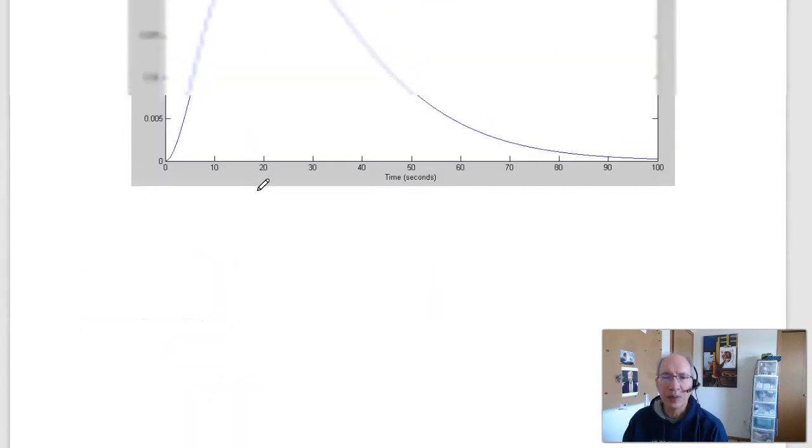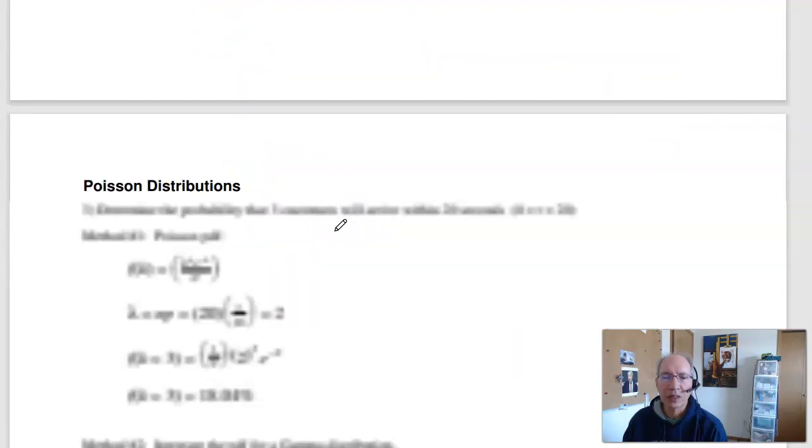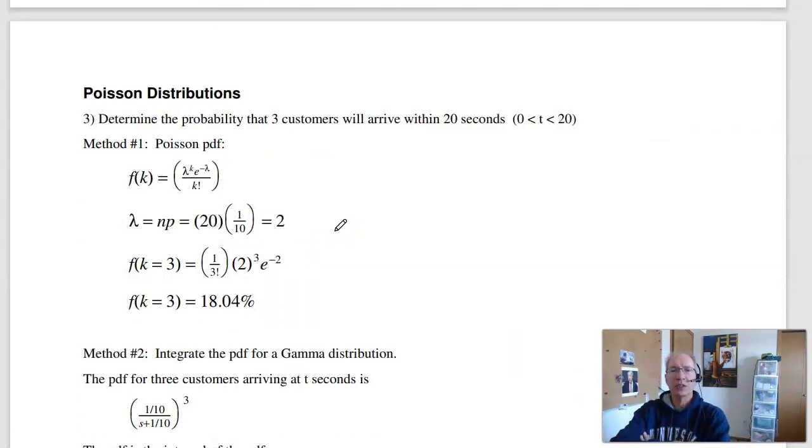Now, problem number 3 says, what's the probability at 20 seconds? Or what's this area? There's a couple ways to do that. One, you could use the Poisson PDF. The Poisson PDF is actually discrete. It's lambda to the k e to the minus lambda over k factorial, where lambda is the expected number. So I've got 20 seconds. On average, a customer arrives every 10 seconds, so lambda is equal to 2. Plugging in 3, I get 1 over 3 factorial, 2 cubed, e to the minus 2, or 18%.